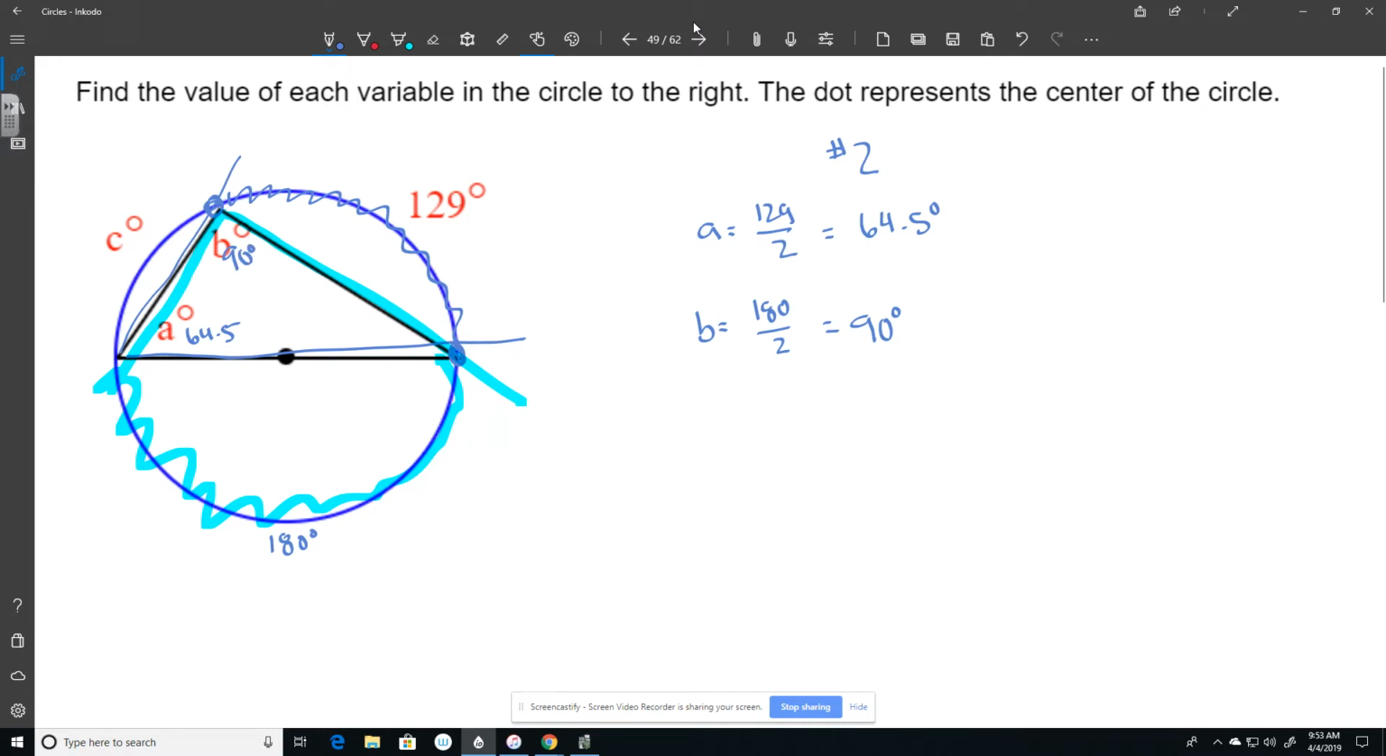which leaves C. There's a couple of different ways we can do C. I know that all the way around a circle equals 360 degrees. I have this part, which is 129. So if I subtract that, and if I subtract 180, I'm left over with angle C. I take the whole circle and I subtract the two parts that I know. And I end up with C is equal to 51 degrees, because it wants the arc, not the angle. It wants this arc out here for C. So there's your answer: 64.5, 90, and 51 degrees.